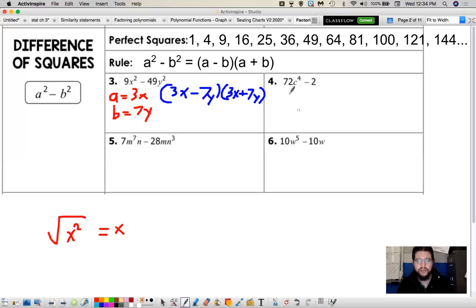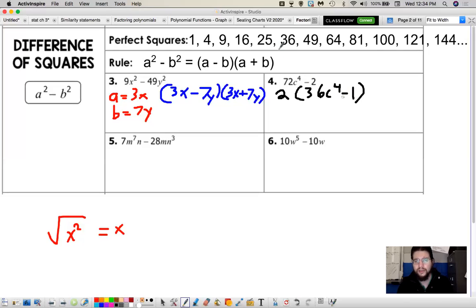Okay, I'm looking here, 72 and 2. Oh no, they're not up there. So those aren't perfect squares. I'm done, right? Wrong. What's step number 1? Always, factor out your GCF. In this case, it's a 2. 36 c to the 4th minus 1. Factor out 2 from this one, 36c to the 4th. 2 from this one, 1.